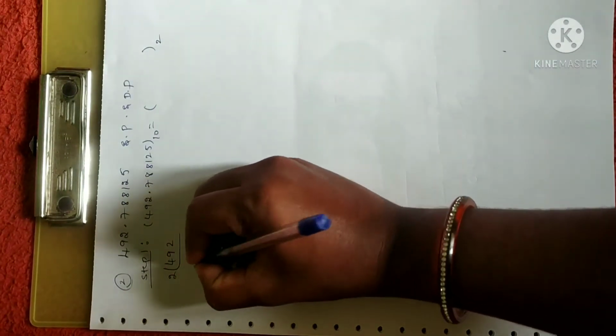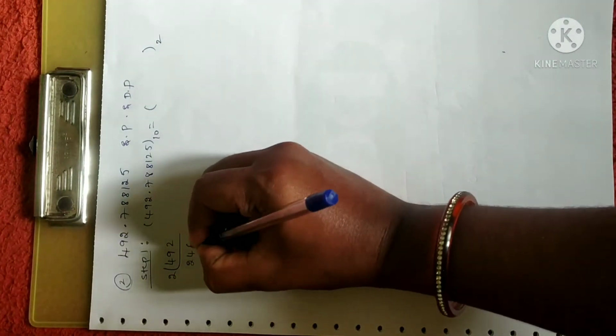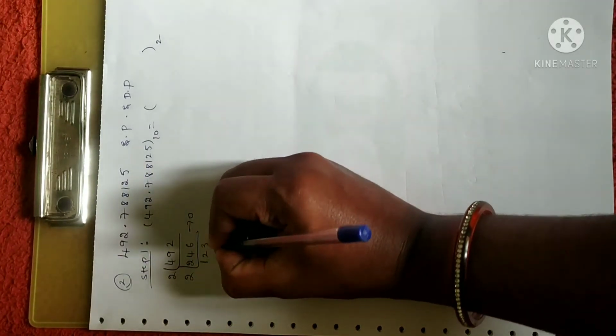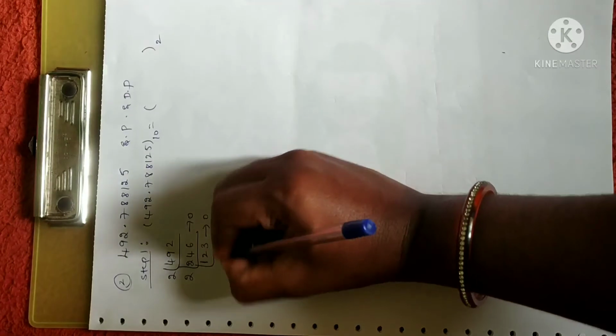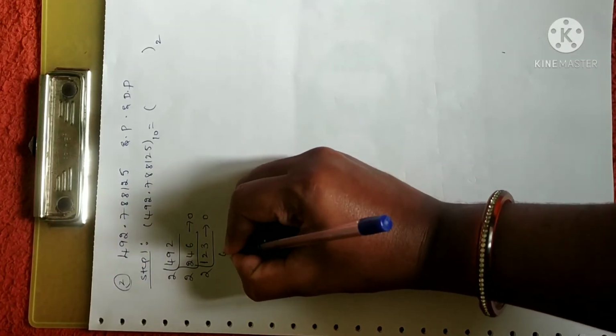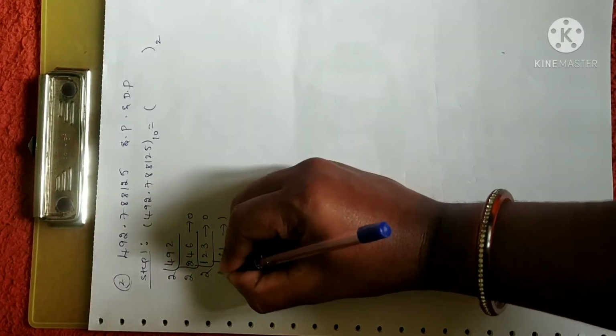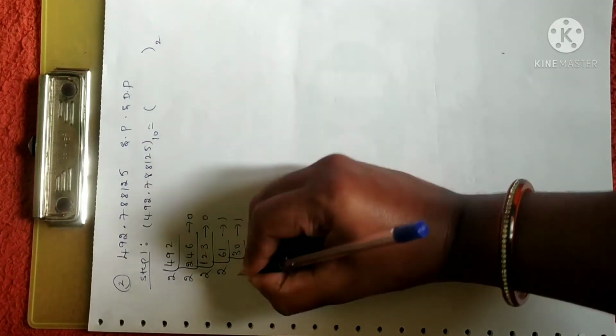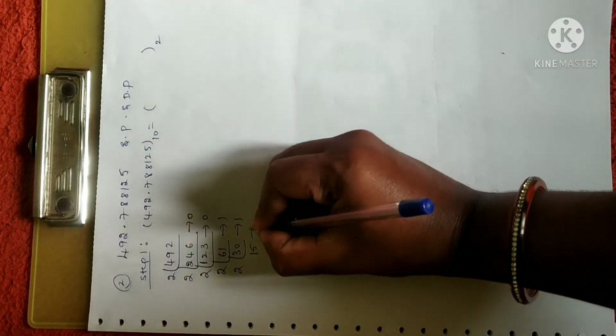Divide it by 2. 2 2s are 4, 2 4s are 8, 2 6s are 12. So we are left with 0. Again divide by 2. You will get 123, remainder 0. Again divide by 2. You will get 61, remainder is 1. Divide by 2, you will get 30, remainder is 1. Again divide, 2 15s, again remainder is 0.